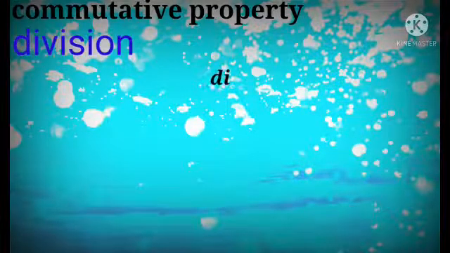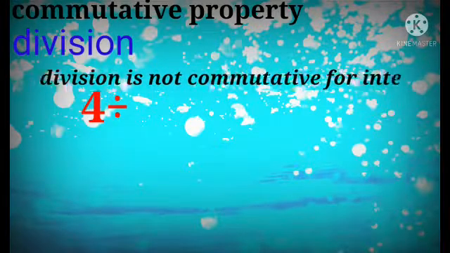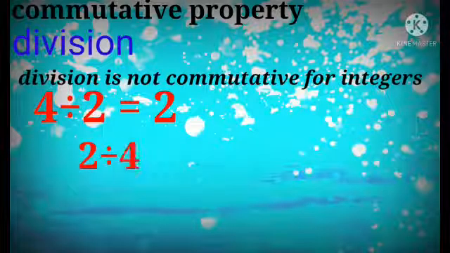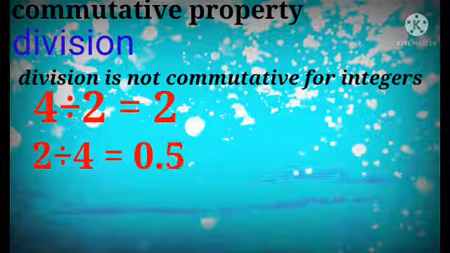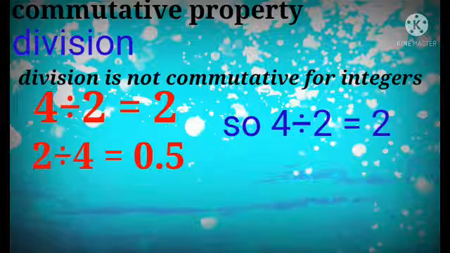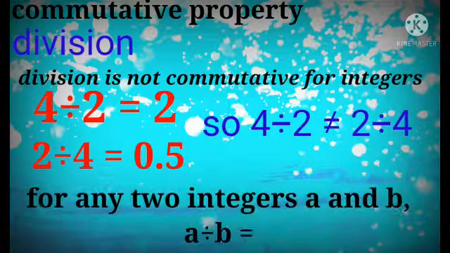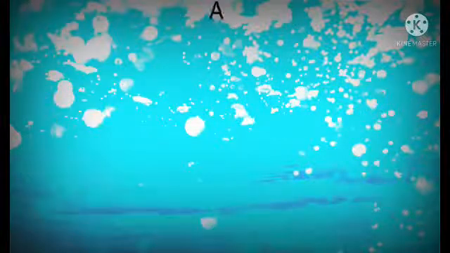Commutative property under division. Division is not commutative for integers. For example, 4 by 2, you will get 2. 2 divided by 4 is equal to 0.5. When any two integers are divided in different orders, you will not get the same answer, right? So you can say that 4 by 2 does not equal 2 by 4. For any two integers a and b, a divided by b does not equal b divided by a.